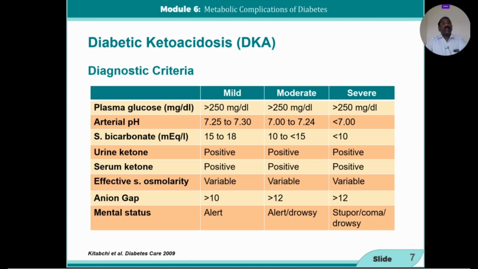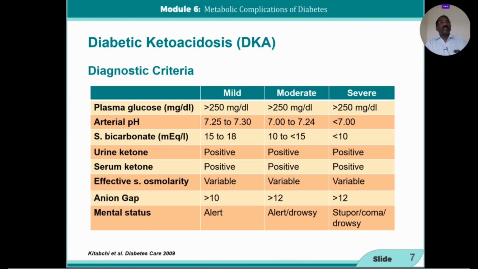So this is the diagnostic criteria: mild, moderate, and severe. In the mild, plasma glucose 250, moderate 250, severe 250. So what is the take home message? Just 250 is sufficient to get severe DKA also. Whether it is mild or moderate or severe, even just 250 is sufficient. But in two situations, even less than 250 is possible. What are they? Pregnancy and people on SGLT2 inhibitor therapy. So euglycemia can also cause DKA in those two situations.